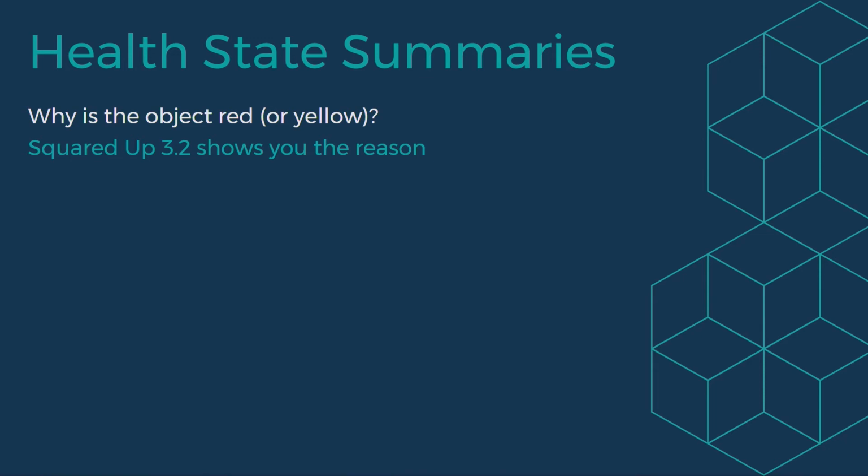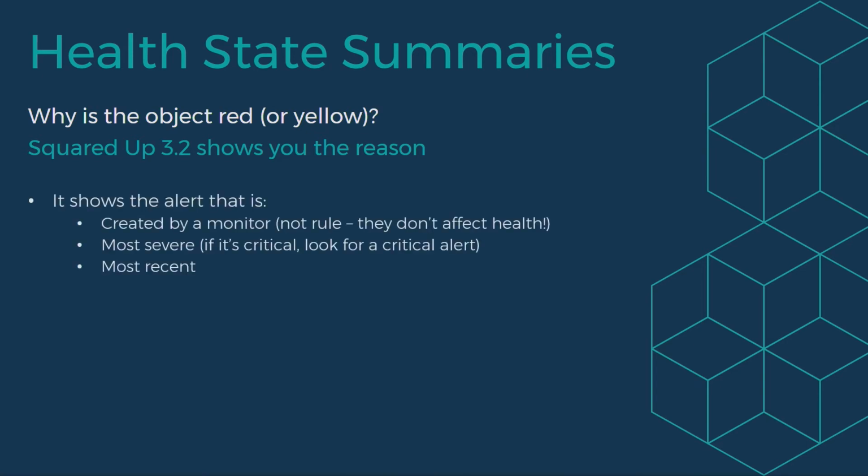Why is this object red, which is really what it should be called? We came up with health state summaries. This is a descriptive term, but essentially it's trying to answer the question, why is the object red, or obviously yellow if it's in a warning. So we'll put some bullet points together here.